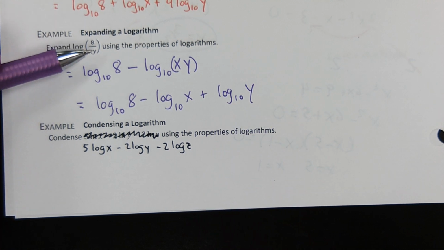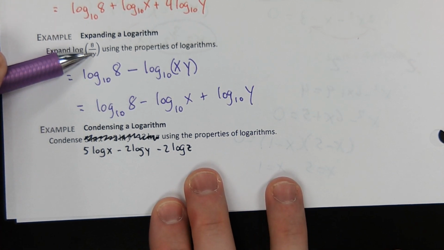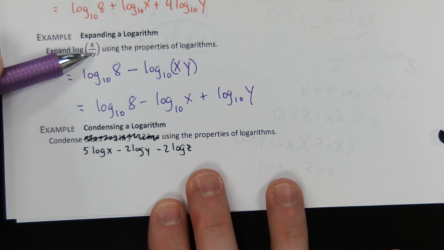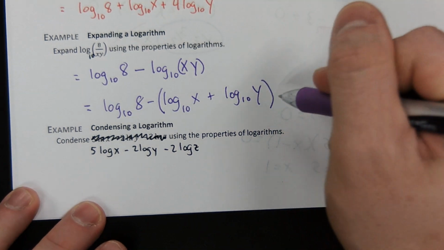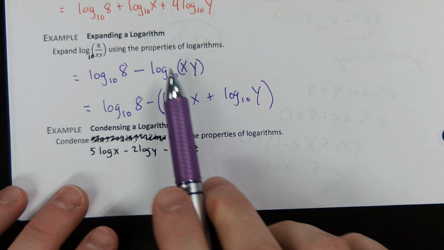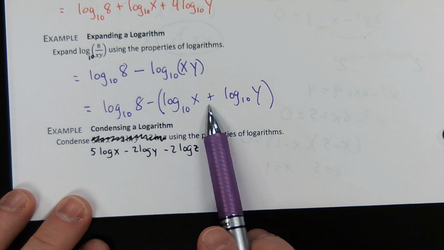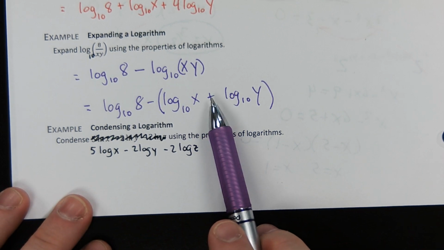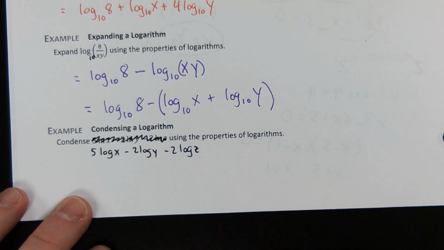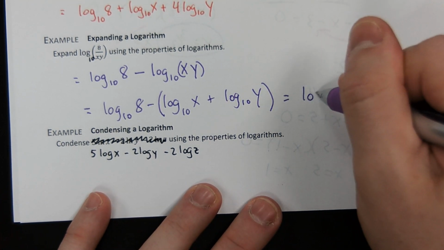Imagine the x wasn't there. He would have said log base 10 of 8 minus log base 10 of y. Right? Because it came out of the bottom of the fraction, it needs to be minus that number. So what we can do to fix it is use parentheses. Because yes, this multiplication can be split into an addition, but the whole multiplication came out of the bottom. Then distribute the negative sign.